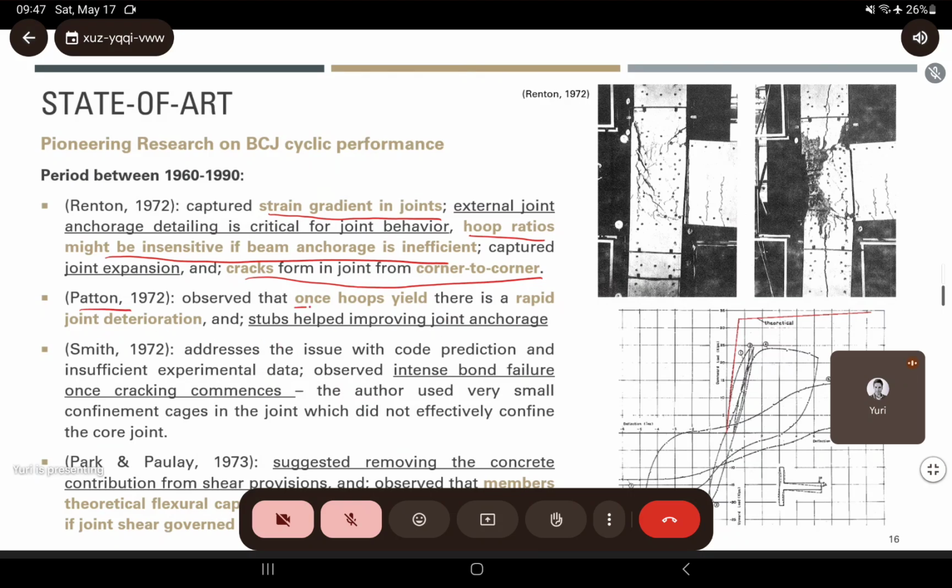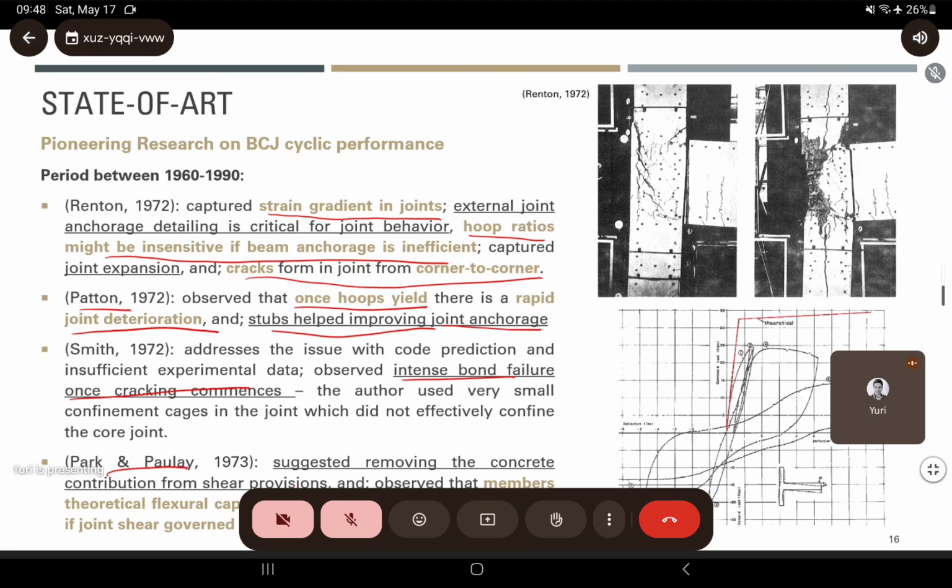Paton observed that once hoops yield, there is a rapid deterioration of the joint. Also, stubs might help. Stubs might help prevent anchorage failure. Smith assessed the intense bond failure once cracking commences.